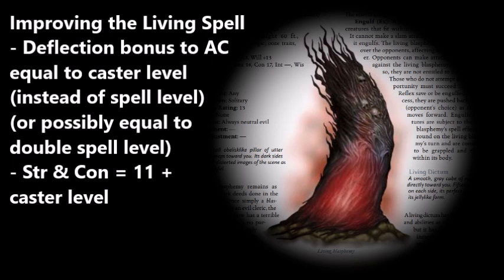So, to sum up, the best way to improve the Living Spell template is to change its deflection bonus to AC to be equal to its caster level, and to change its strength and constitution scores to be based on 11 plus its caster level, instead of 10 plus its spell level, which is basically half the bonus. Keep in mind that as spell level progresses half as fast as caster level, and ability bonuses progress only half as fast as ability scores, the Living Spell is getting a bonus from it only once every 4 additional hit dice, and combined with only 3/4 base attack, its ability to hit is severely lacking.